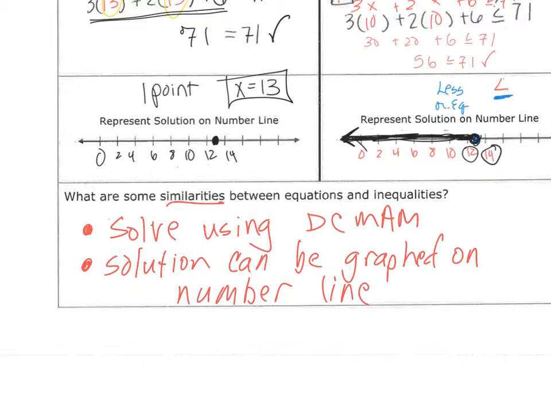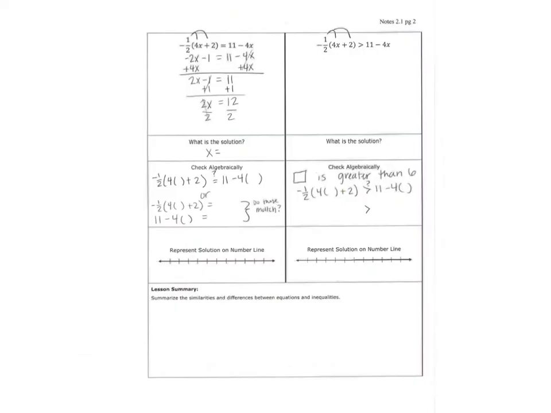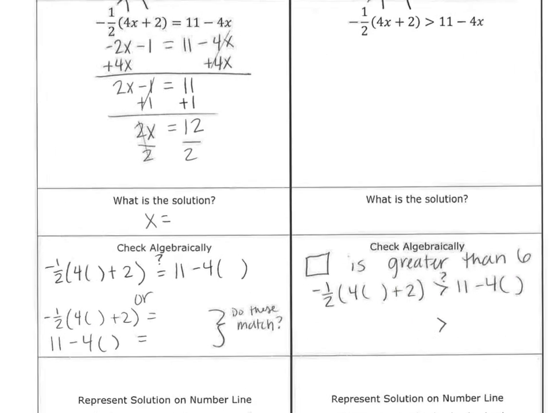However, does it look the same when we graph them? No. If it's an equation, it's 1 point. If it's an inequality, it's infinite points. We've got a shaded area that counts as our solution. All right, now let's go look at this whole concept of inequalities and equations. Okay, so we're going to switch to the back of the notes.